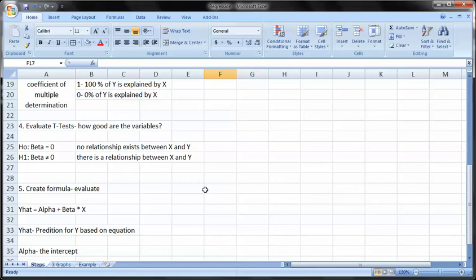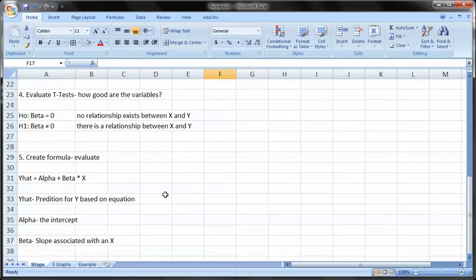Or in other words, there is no relationship that exists between x and y for your null, and there is a relationship between x and y for your alternative. So you want to reject the null hypothesis. You want low p-values. You want high t-values to reject the null hypothesis.